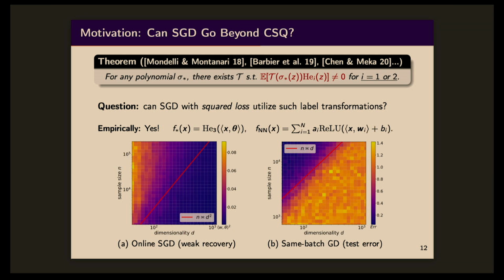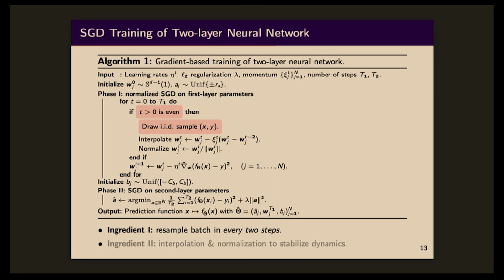I'll explain the difficulty later. So instead, we use this weird algorithm where we resample a batch every 2 steps. In online SGD, we resample in every step. Here we need to take one more step on the same data to get this higher-order, non-CSQ term. Okay, so this is the algorithm. Basically, the most important line is labeled in red. And also, we use some normalization, essentially some kind of spherical gradient update, to stabilize the dynamics.